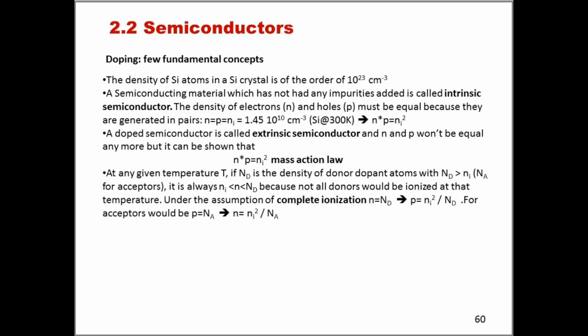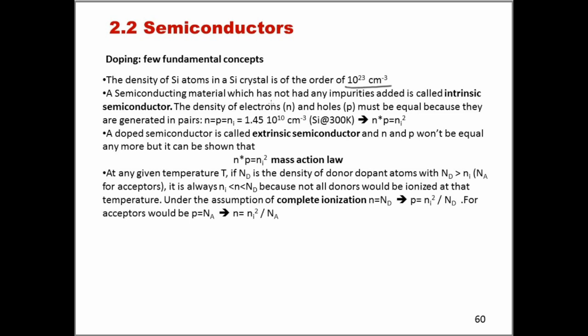So regarding doping, in the end, a few fundamental concepts we should remind ourselves of are listed on this slide. First of all, let us remind ourselves that because the lattice constant of a silicon crystal is around 0.2 nanometer, we can quickly calculate that a silicon crystal contains 10 to the 23 atoms per cubic centimeter, roughly.